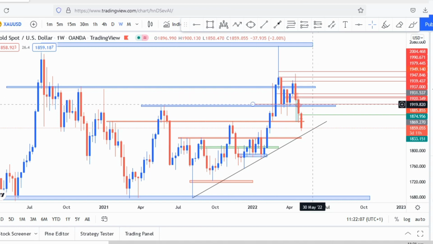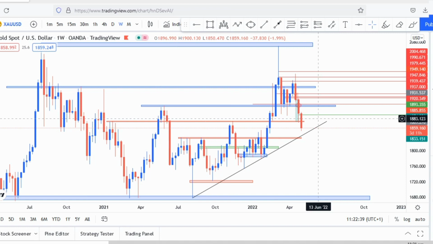Now on the weekly time frame, we can see that so far this week has started strongly. It has broken this previous support area as well, now heading back down to the support area just around the 1833 area, and around the trend line as well. And then we'll see how price reacts to that when it gets there.